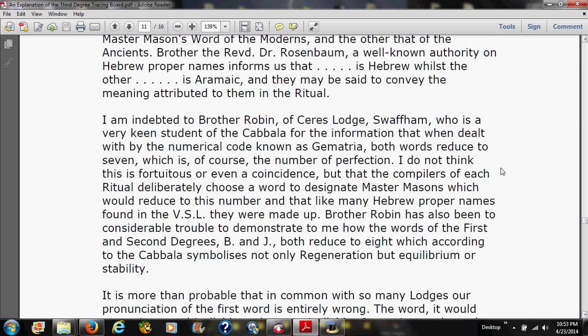I do not think it is fortuitous or even a coincidence, but that the compilers of each ritual deliberately chose a word to designate Master Masons which would reduce to this number, and that like many Hebrew proper names found in the VSL, they were made up.